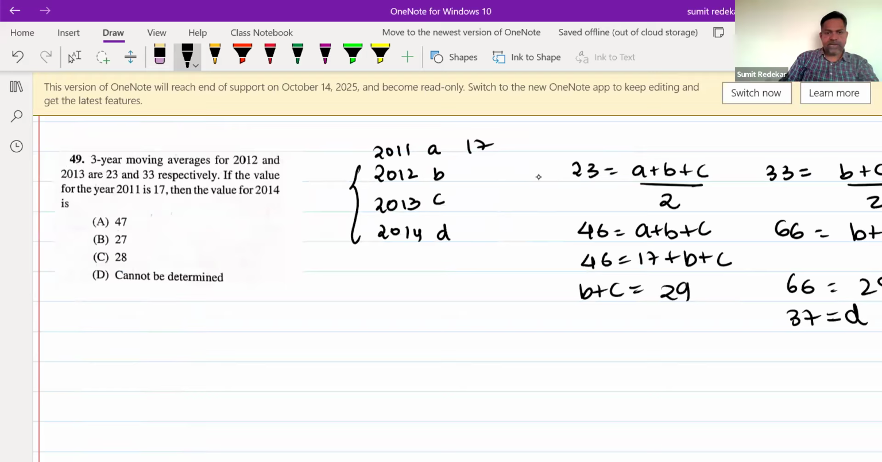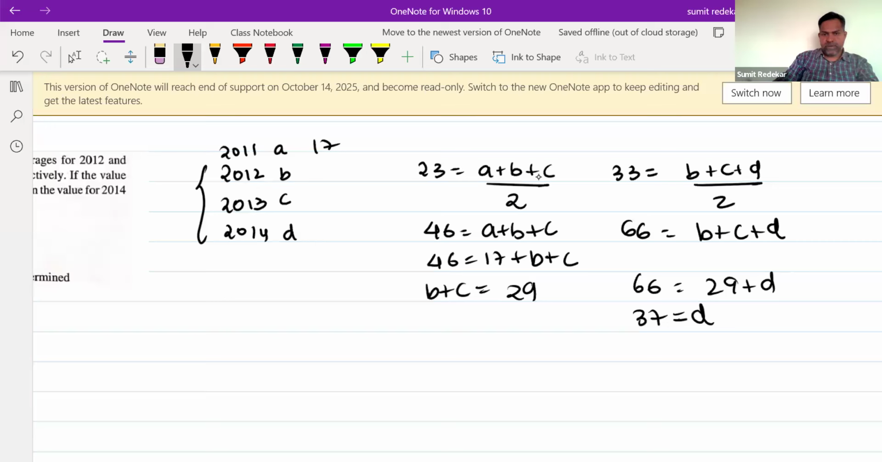Let me repeat. 3 yearly moving average for 2012 and 2013 is 23 and 33. So 23 for 2012. तो 1, 2, 3 का average 23 and 2, 3, 4 का average 33 बराबर. Cross multiply. 2 2s are 4, 3 2s are 6. 46 is a plus b plus c. But a plus b, oh, I'm so sorry. 3 yearly moving average. वही होगी मेरी गलती. I'm extremely sorry. सब change हो जाएगा. So this will be 3 2s are 6, 3 3s are 9.